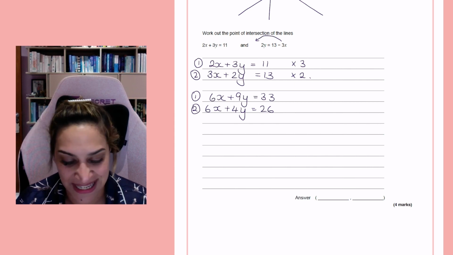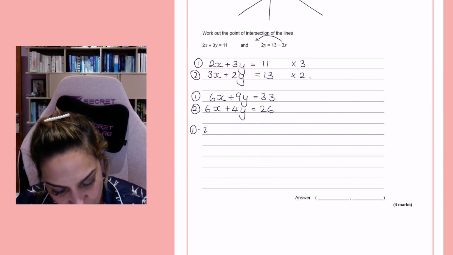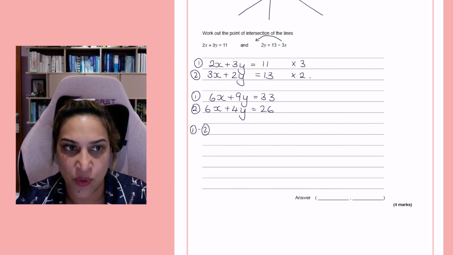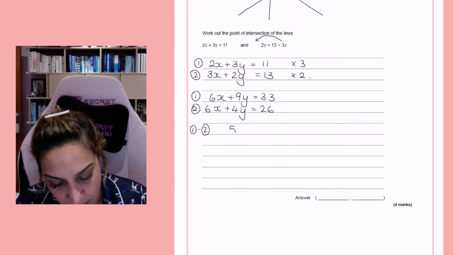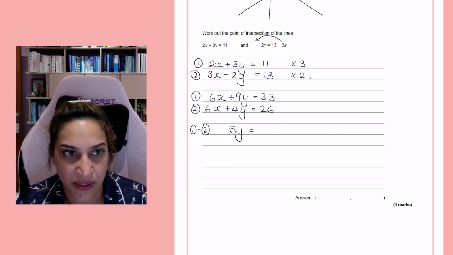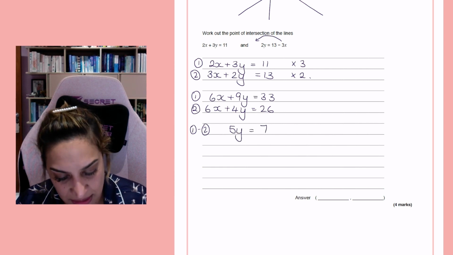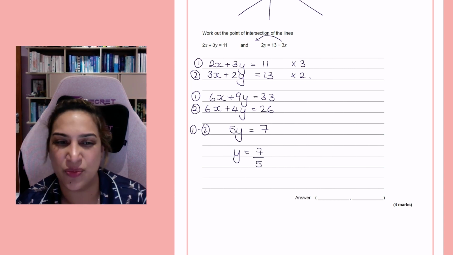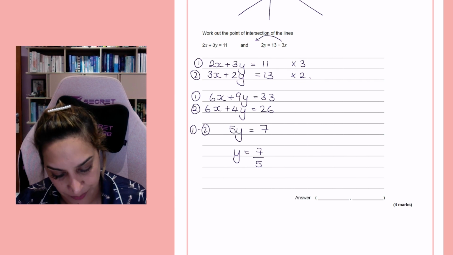And now because the x's are the same, I can take them away from each other. 6x minus 6x disappears. 9y minus 4y is going to give me 5y. 33 minus 26 is going to give me 7. So y equals 7 over 5. And again, if you prefer decimals, you can write it as 1.4.